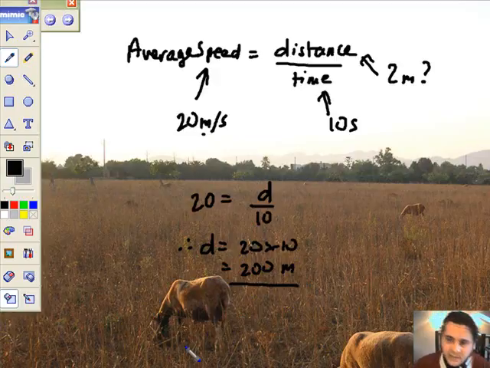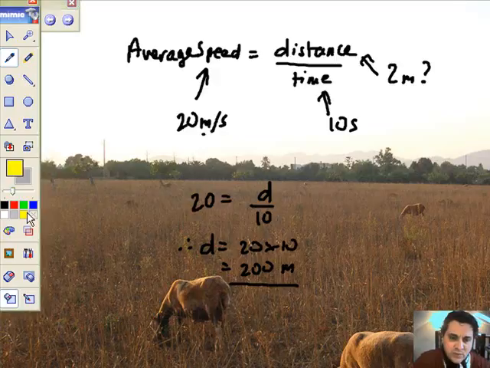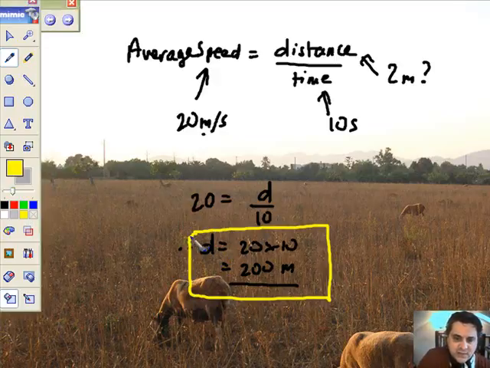So he went for 2 meters. The actual answer is 200 meters. So we can prove that James is wrong by actually working out a correct answer. Let's put a little yellow box around that, and there's your final answer, James. Alright, so go and learn your physics.